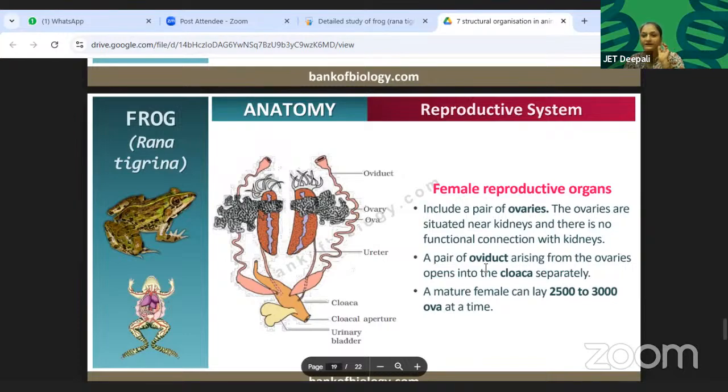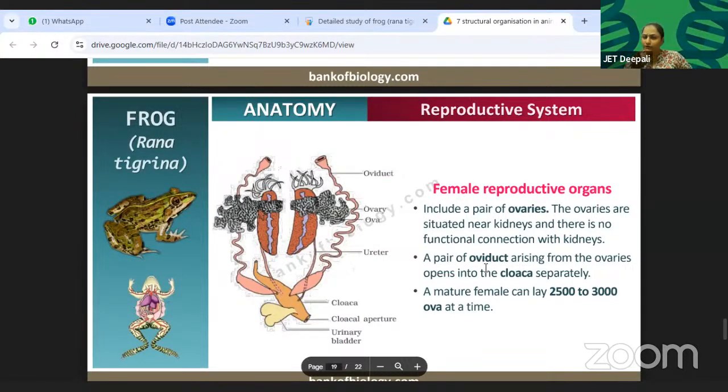A pair of oviducts arising from the ovaries opens into a cloaca separately. A mature female can lay 2,500 to 3,000 ova at a time. See, a large number of eggs. See, breeding capacity. So they breed in a large number.